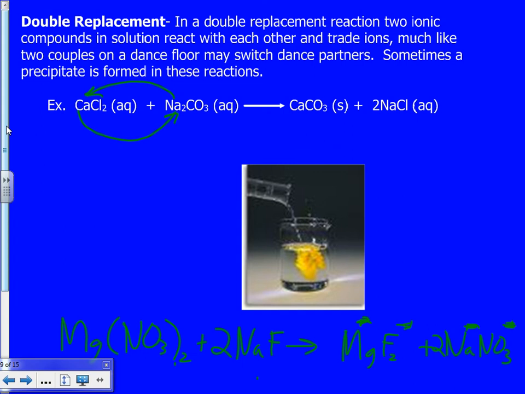Okay, and here's one of those reactions I was telling you about where you mix 2 clear liquids together, and you get a bright yellow precipitate. Yeah, it's one of the ones that you'll see in your chemical reactions lab next week. Questions on double replacement? Okay.